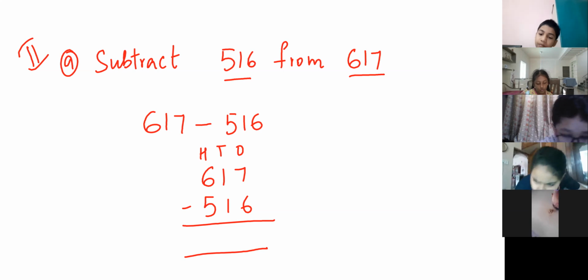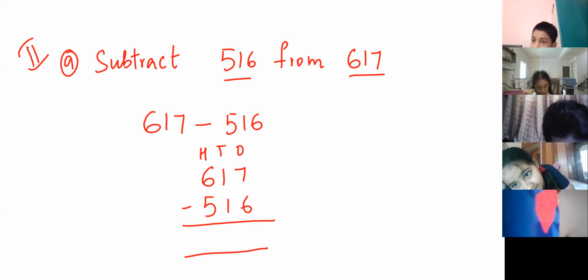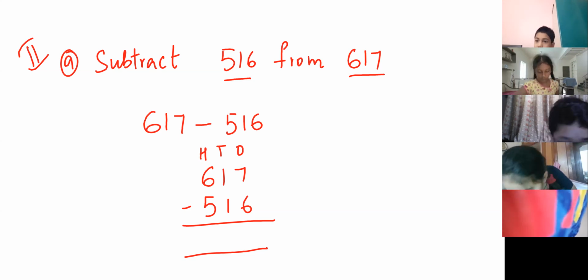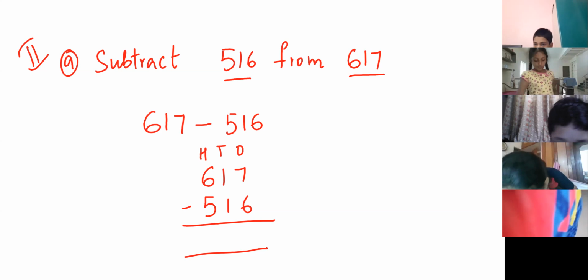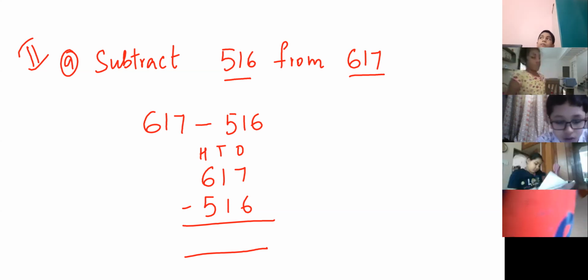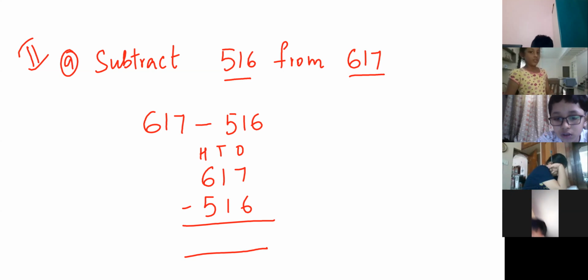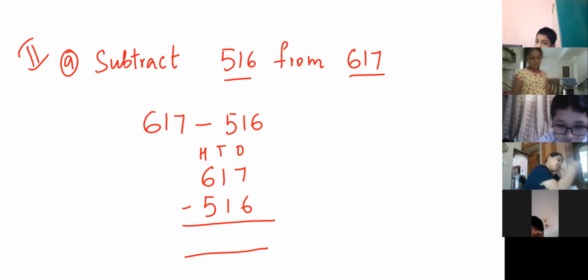Second question, A bit. Subtract 516 from 617. Here there is a need to subtract 516 from 617. 617 minus 516. Now let me explain here. Start from the ones place onwards. It's 7 minus 6. You can use your fingers, right? Forward counting is very easy for it. Start from the smaller number, 6 onwards. 6 after is 7, right? Only one left over. Write down 1 here.